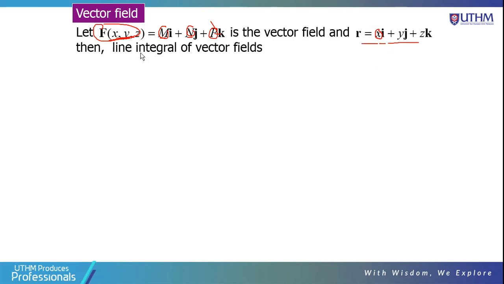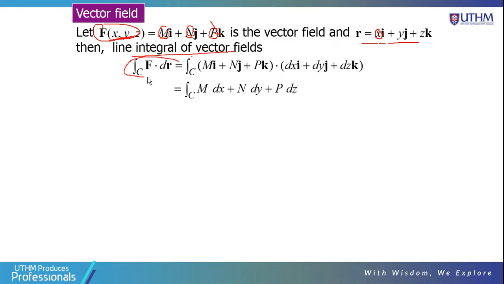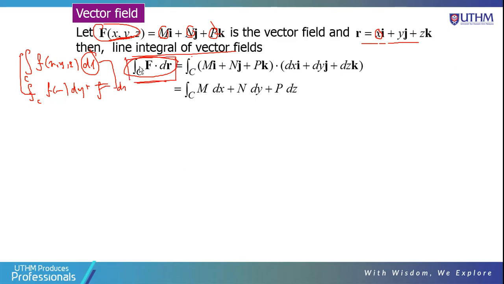So then for the line integral of the vector field, before this we had f(x, y, z) ds, the line integral with respect to the arc length, or in terms of f(x, y) dy plus f(x, y) dx. So there were two terms for the line integral of the scalar field, which we already learned. For the vector field, the term is like this, and this represents the line integral of the vector field.